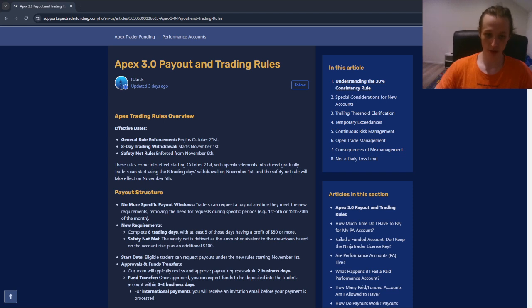Now, the important thing is to know the rules of a funded account before you even get into it. Why is that important? Because if you do not know the rules of a funded account, you are prone to breaking them and possibly getting a payout denied. Alright? So let's see.